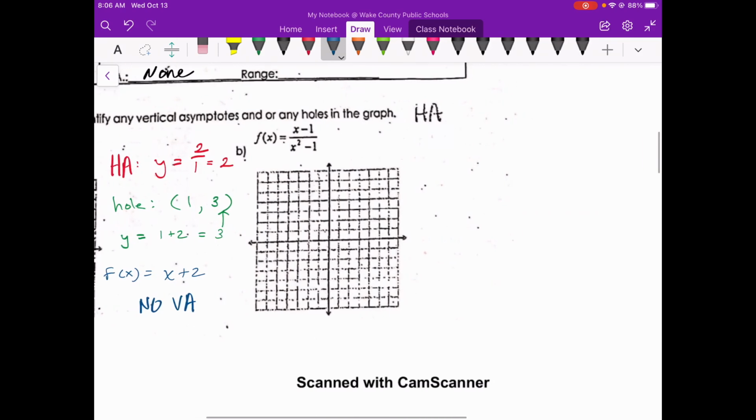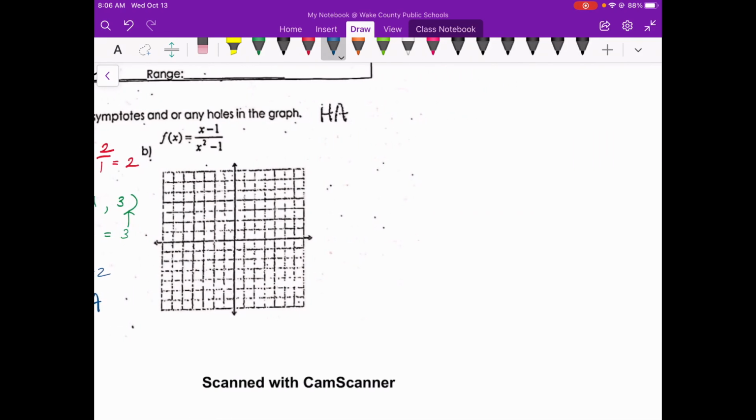All right, here we go. Last one. Real quick, to figure out my horizontal asymptotes up here, what we need to do is figure out the degree of the top and the degree of the bottom. Degree of the top is 1. Degree of the bottom is 2. So that's going to be y equals 1 over 2. All right, now I'm ready to simplify by factoring.